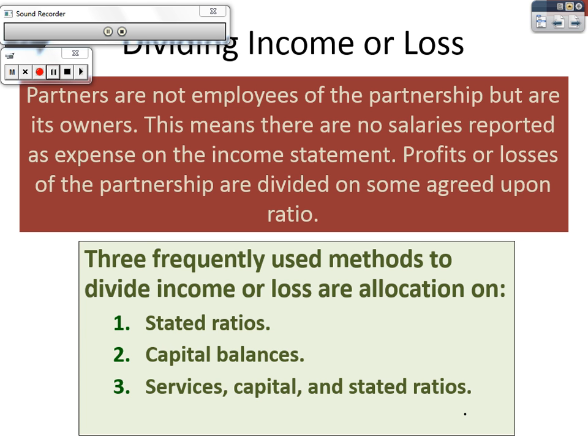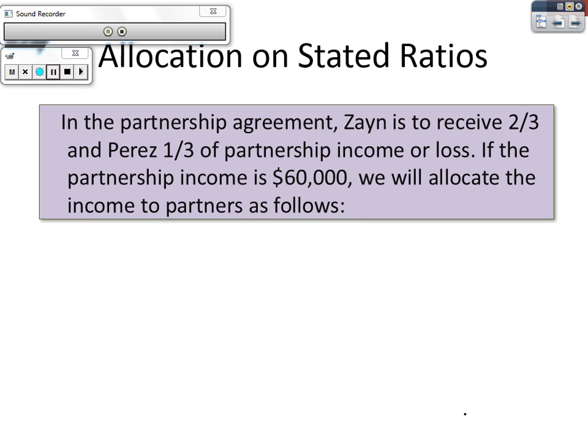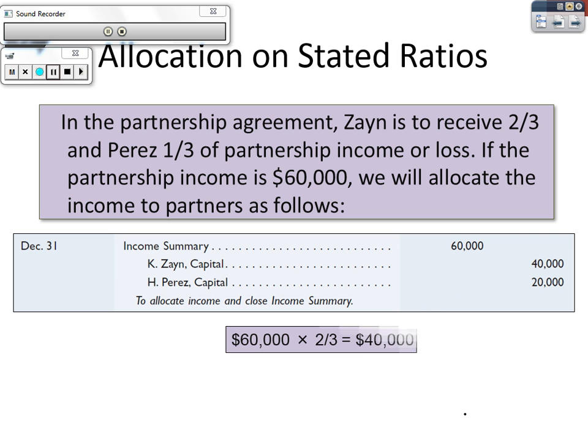If the agreement says that they split net income equally, that's the easiest scenario, right? It's not always like that. These 3 things: stated ratios, capital balances, services, capital, and stated ratios, meaning one or the other, or that third one, you can incorporate all. So this example is for stated ratios. Those same 2 partners, Zan is to receive 2/3 and Perez 1/3 of the partnership income or loss. If the partnership income is 60,000, we will allocate the income to partners as follows. It's relatively simple. 60,000 net income, 60,000 times 2/3 for Zan, 40,000. 60,000 times 1/3 for Perez, all he gets is 20,000. That's simple, right? That's just with a stated ratio.